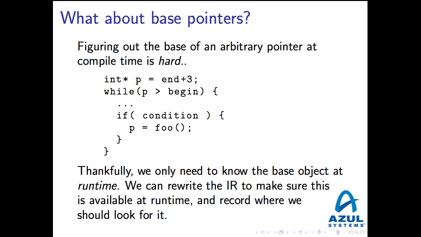So to do this, we need to identify the base object of every pointer. Doing so at compile time, with a little bit of thought I'm sure you realize, is a rather hard problem. Thankfully, that's not actually the problem we have to solve. The problem we have to solve is instead being able to find the information at runtime of the compiled code, which base object a particular reference is related to. So as long as we can transform the IR to include that information and record it for later, that'll give us what we need.